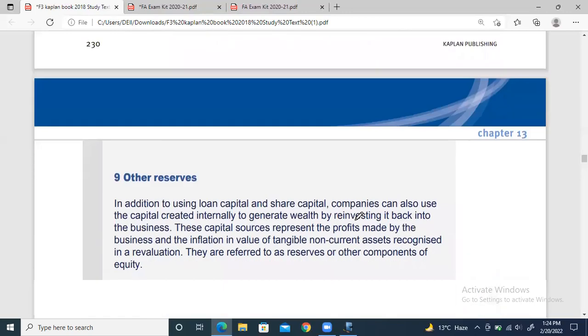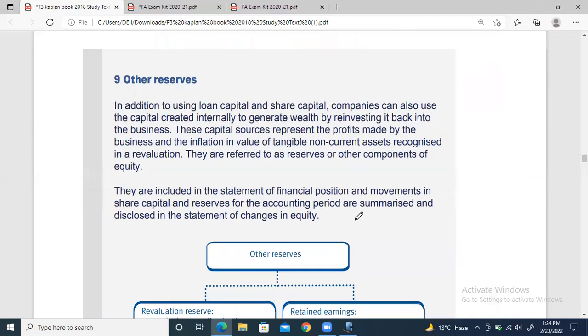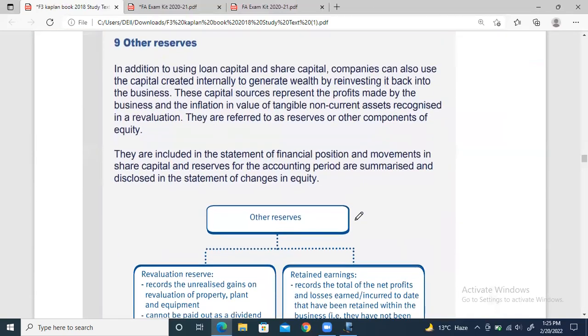Okay, so again, we'll jump straight to the questions. I don't think there is a need of doing this example. Now, there are other reserves as well.